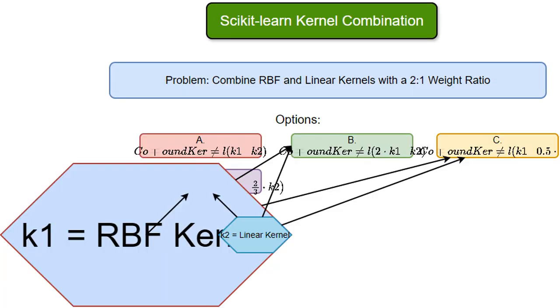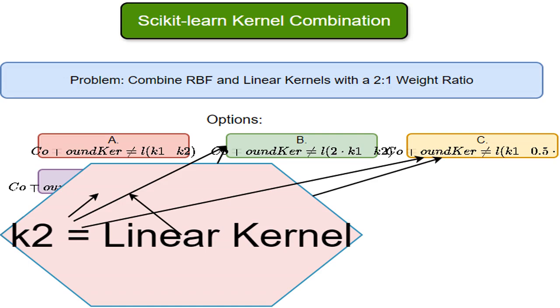K1 is shorthand for the radial basis function kernel. It's a common kernel used in Gaussian processes. It measures similarity based on the distance between data points. K2 represents the linear kernel. This kernel simply measures the similarity as a linear function of the input features.